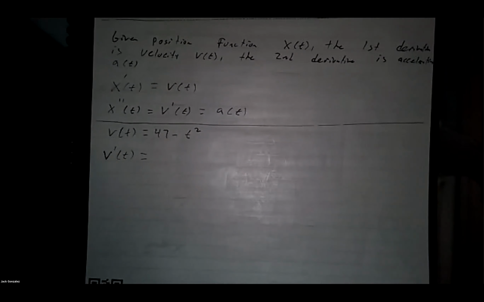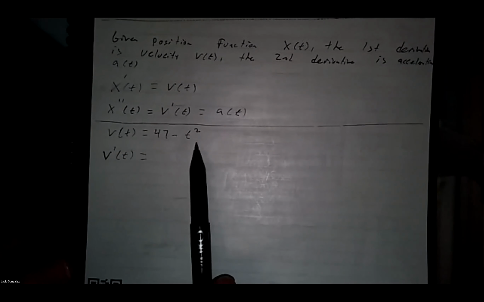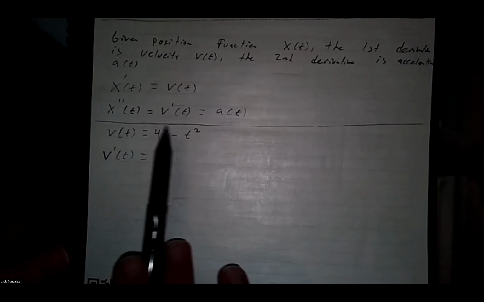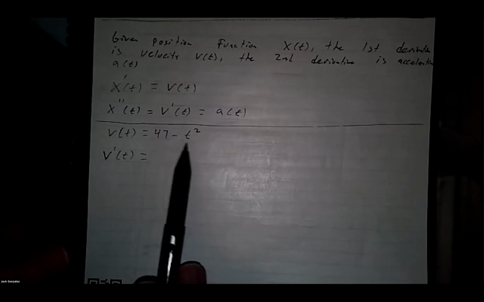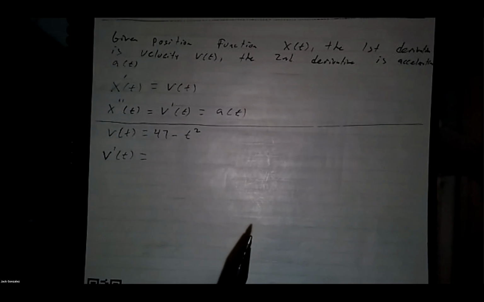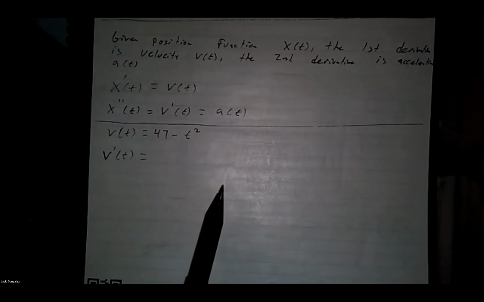Velocity. Yeah, first derivative velocity would be what? 47. And what happens to the 47? And what happens to the negative 2t squared? You plug in the 2 for the t. Oh, the velocity for yours it was 43.